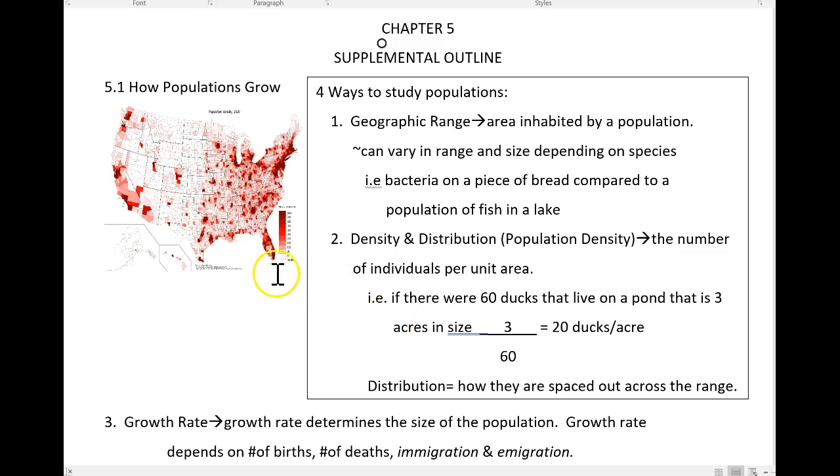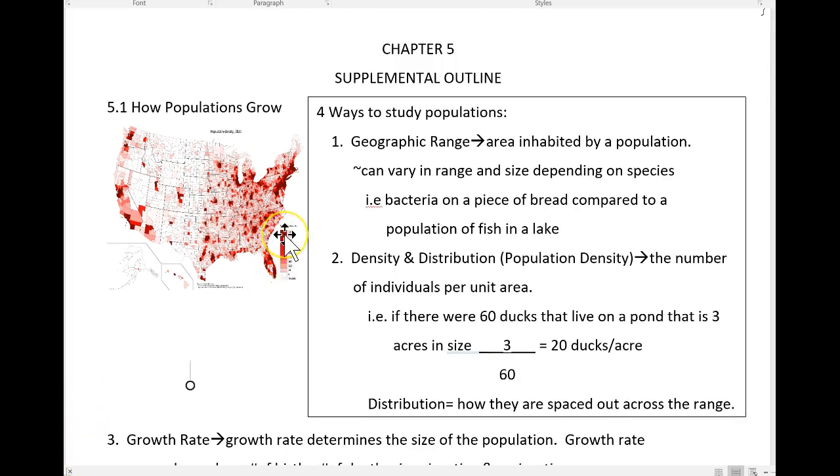So if we take a look here, this is 591 people per square mile. It's actually 591,000 people per square mile in the area. So that's a lot of people that we have living along the East Coast. And you can see it's more densely populated in this area.